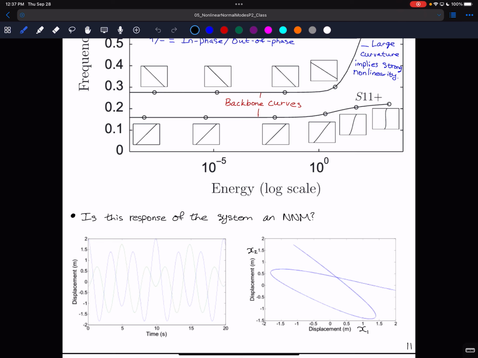Yeah, and I say one period, and that doesn't necessarily need to be the period of a single n and m. It could be some combination. But the key thing is that this is a periodic response, and it takes a time of 20 seconds, in this case, to start back where it began.